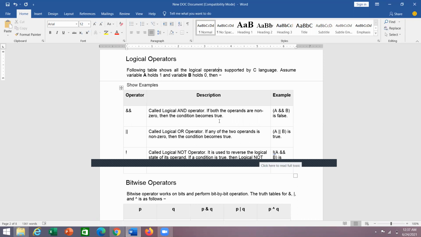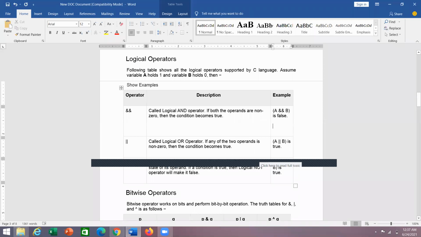And next, the logical OR operator. If any of the two operands is non-zero, then the condition becomes true. For example, A is 0 and B is 1. Here we are assuming two values, A equals 1 and B equals 0.